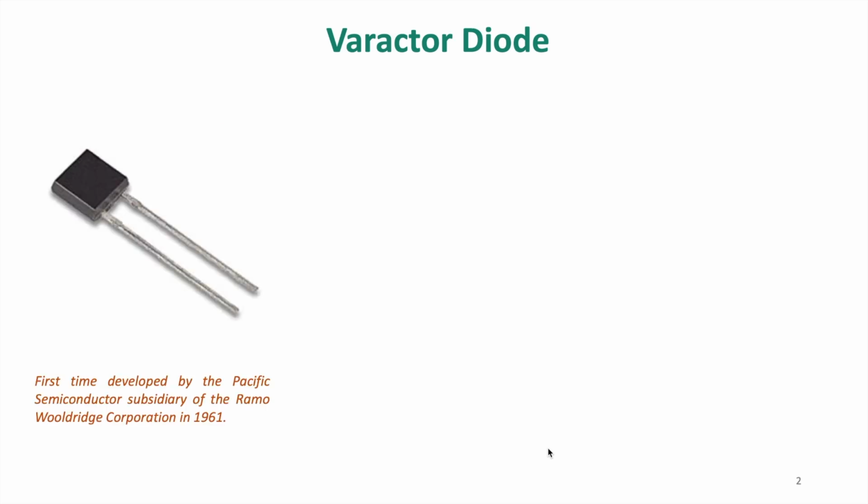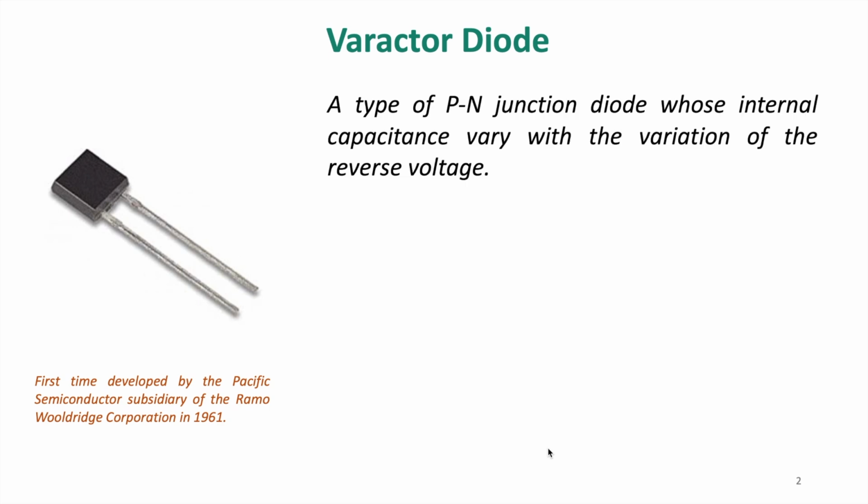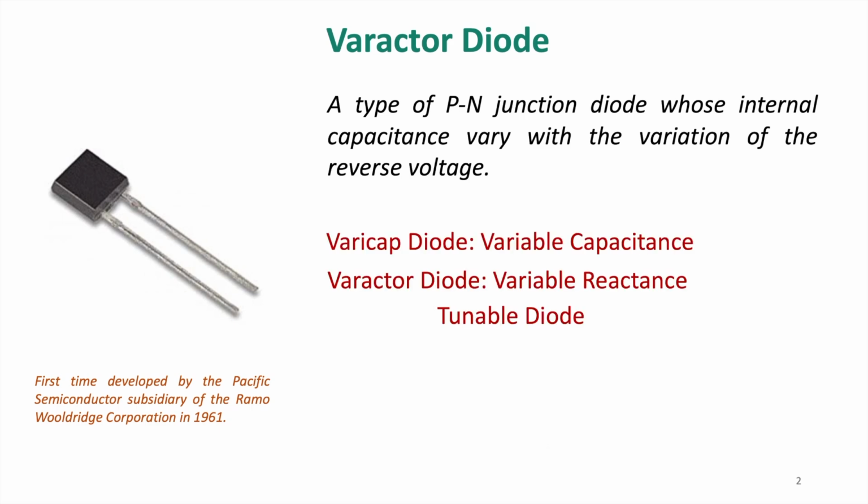So varactor diode is simply a PN junction diode whose internal capacitance varies with the change in reverse bias voltage. It is also known as varicap diode or tunable diode. The term varicap refers to the variable capacitor and the varactor represents variable reactance. It means that as we change the reverse bias voltage, its capacitance, or in other terms its reactance, will change.